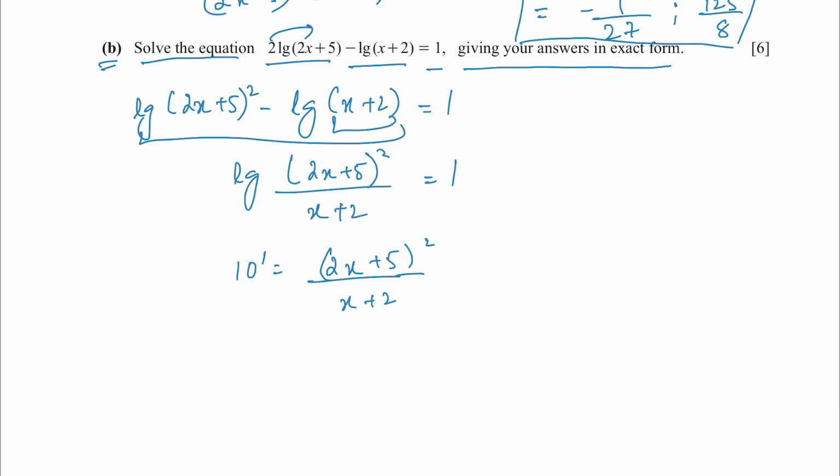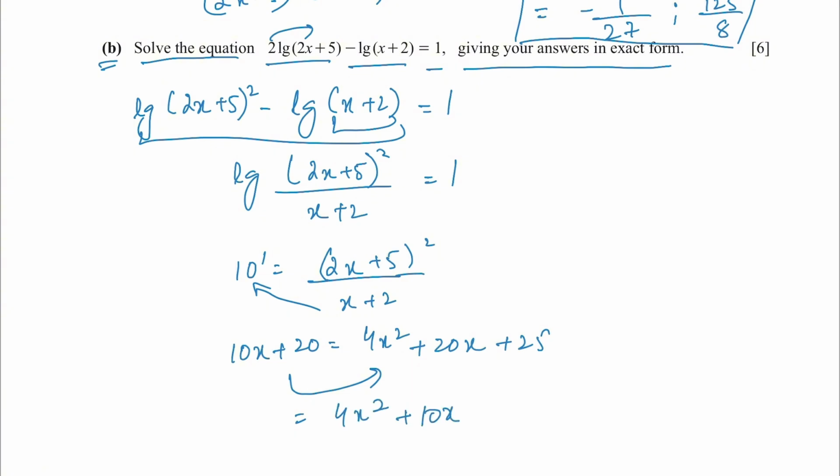Now what we can do is just multiply this by 10. So this would look like 10x plus 20, and we will be simplifying this. So this would be 4x squared plus 20x plus 25. Now let's bring everything on the right hand side. So this would be 4x squared plus 10x plus 5 equals 0.